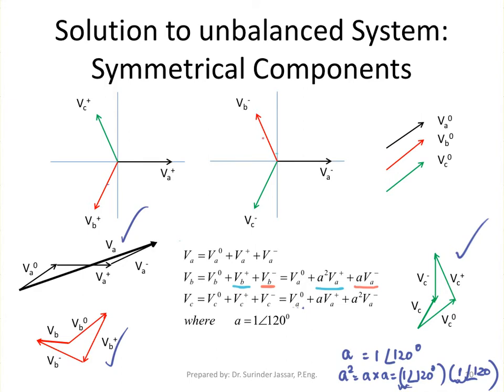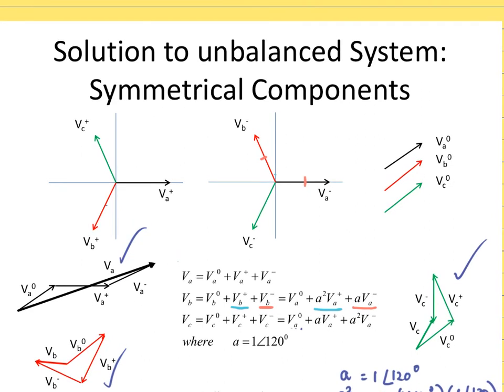Now, here is VB negative and here is VA negative. VA negative has an amplitude of VA negative and an angle of 0 degrees, of course. Now, VB negative has the same amplitude, so these two are of the same length. So I can say it also has an amplitude of VA negative, but it has an angle of positive 120 degrees, right? How positive 120? So there is positive 120.